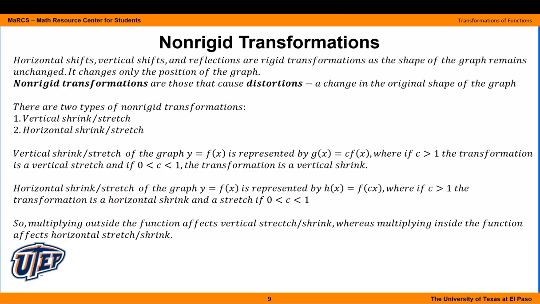So far, everything we've done, shifts and reflections, are called rigid transformations. This means the shape of the graph does not change. Now we move to non-rigid transformations, where the shape does change. These include vertical stretching and shrinking, and horizontal stretching and shrinking.